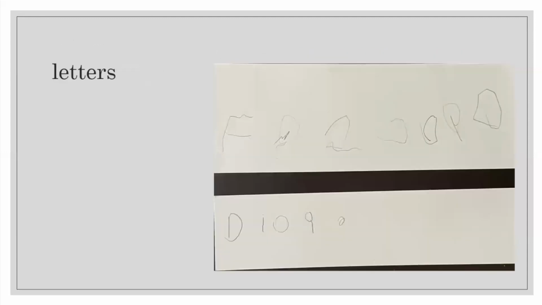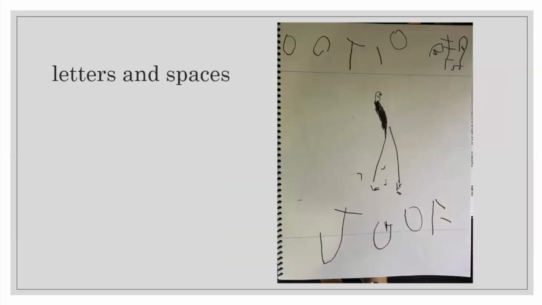In this phase, you see random strings of letters or approximation of letters. Sometimes there are spaces indicating word awareness. In the next phase, you will see letters with spaces between them to resemble words. The first phoneme of a word may be represented.